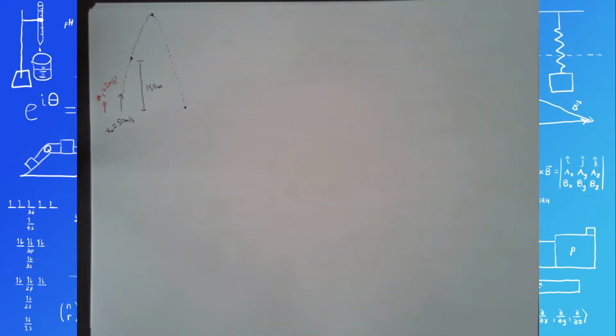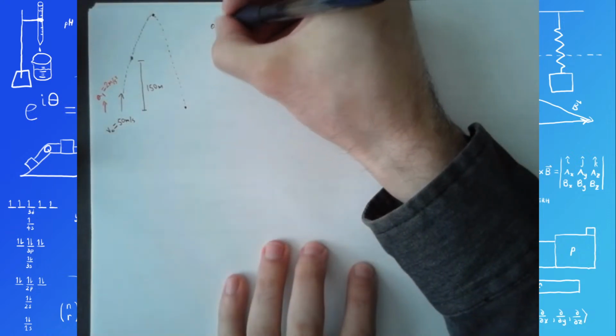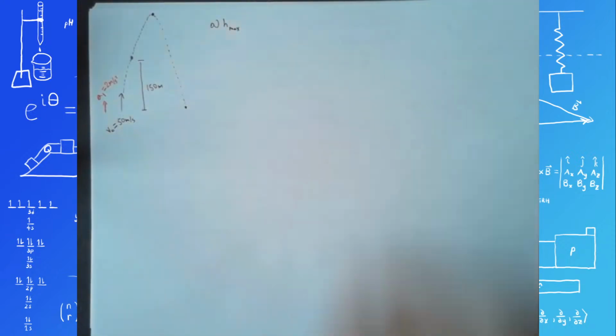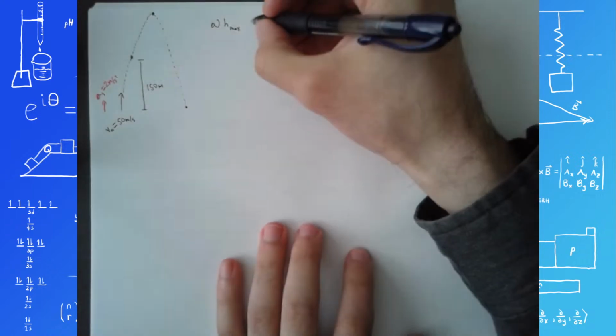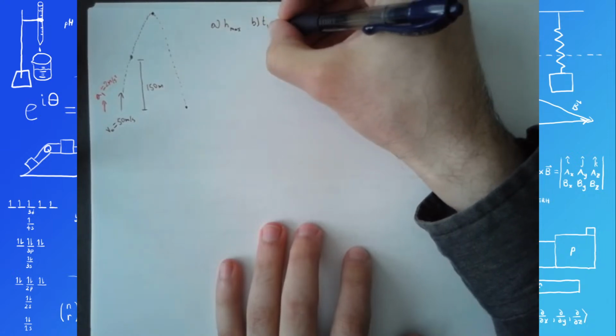And we are tasked with finding what is the maximum height that it reaches? B, how long after liftoff does the rocket reach its maximum height? So the total time to rise, as I like to call it.